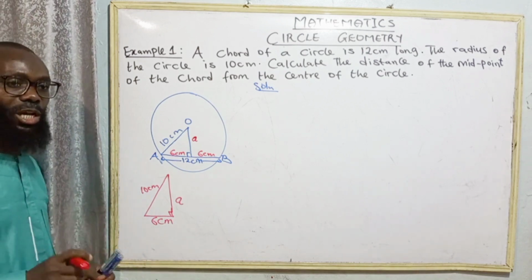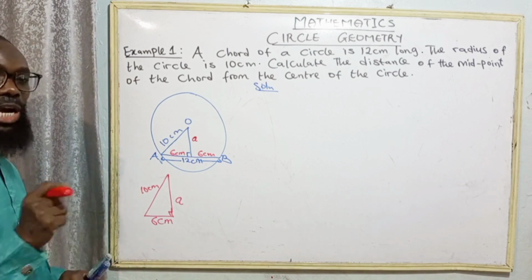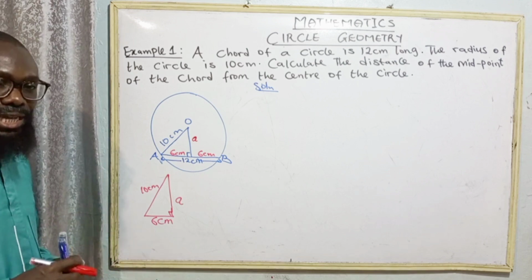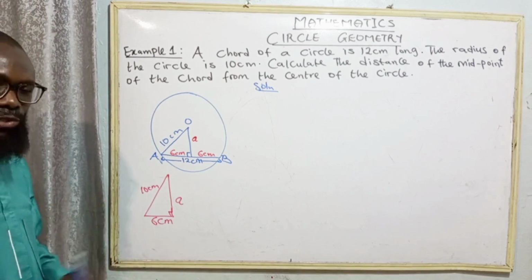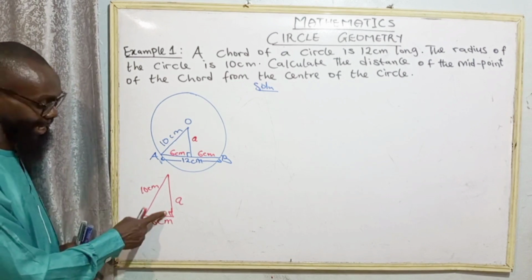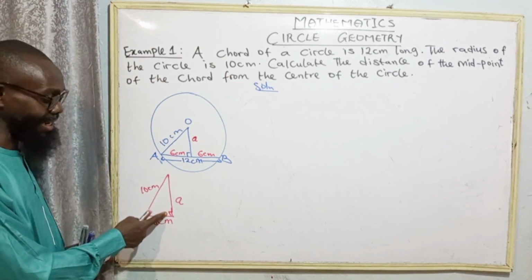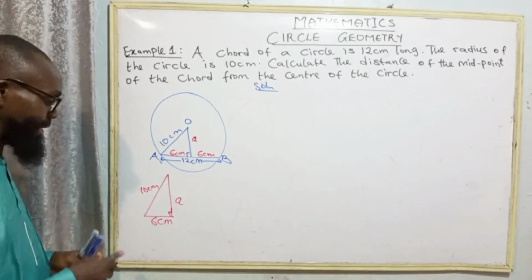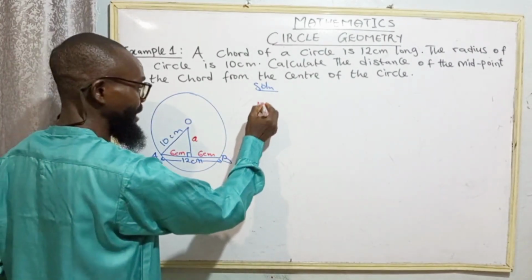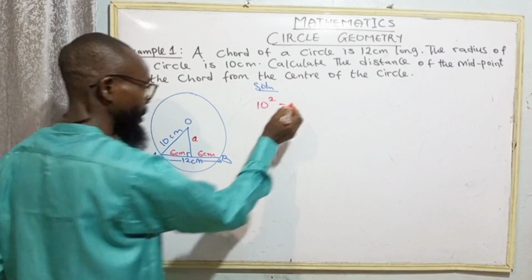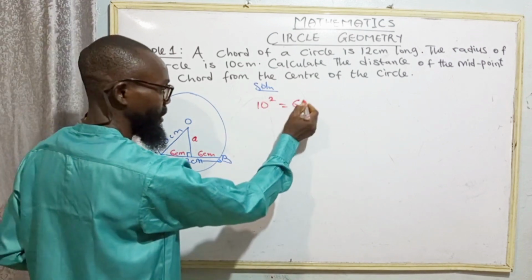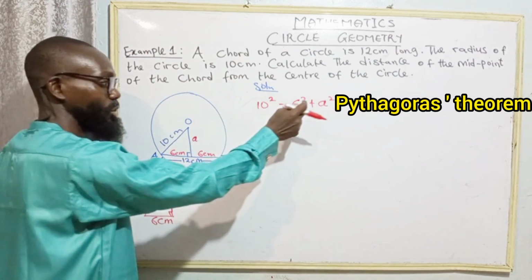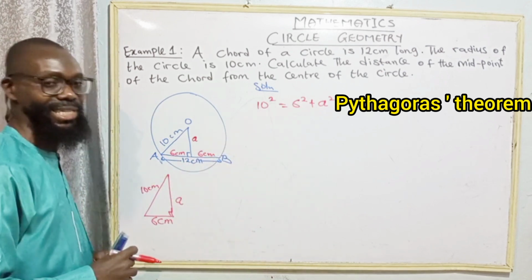According to the Pythagoras theorem, the square of the hypotenuse side is equal to the sum of the squares of the two other sides. And the first thing is to identify our hypotenuse side. Identify your box 90. This is your box 90. Any side facing the box 90 is your hypotenuse side, which means that we are going to have 10 squared is equal to 6 squared plus a squared. The square of the hypotenuse side equals the sum of the squares of the two other sides.